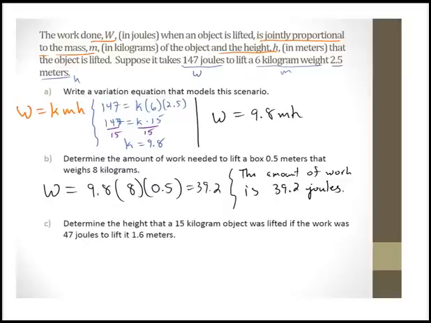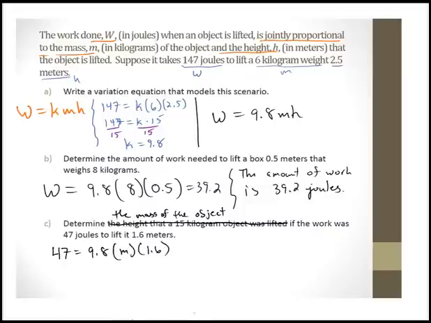And part C, it was written down incorrectly, that should say determine the mass of the object if the work was 47 joules to lift it 1.6 meters. So then 47 would equal 9.8 by the mass, which is unknown, by the height, 1.6.